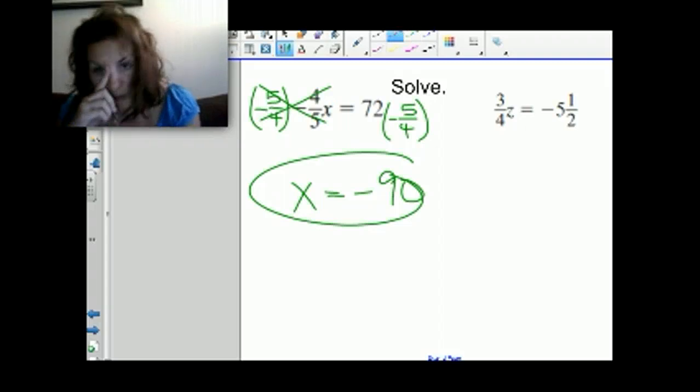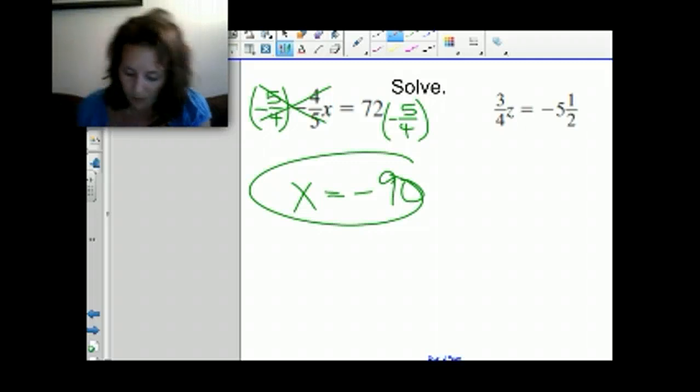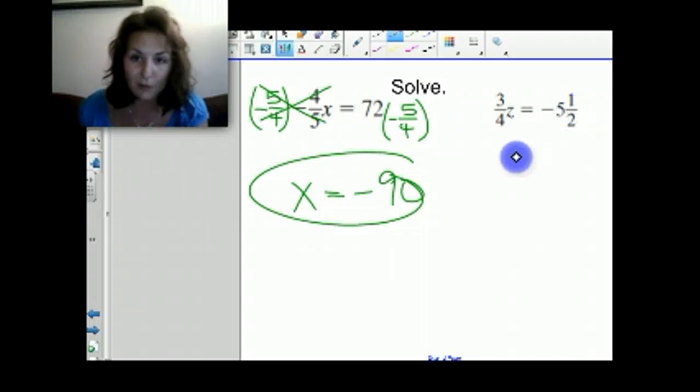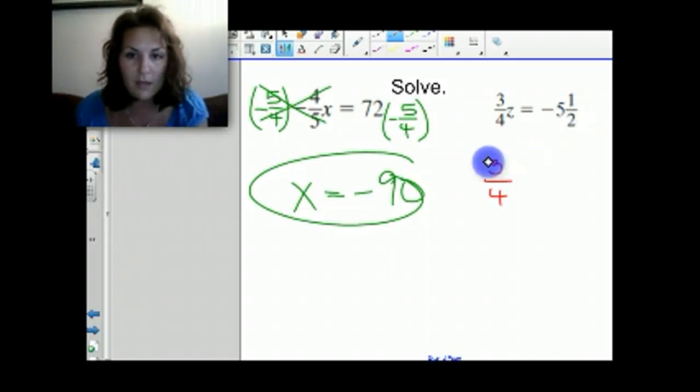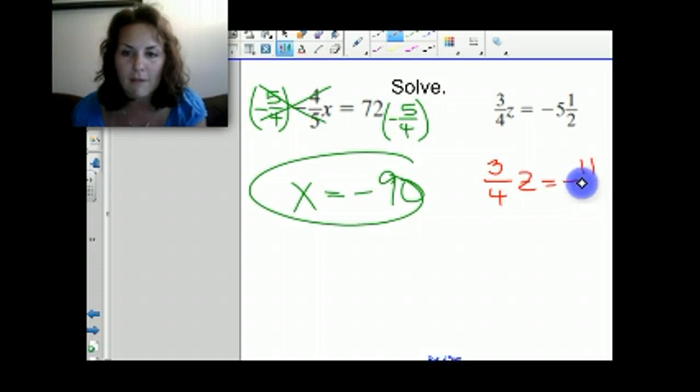Alright. 3/4 times z equals negative 5 1/2. So first thing we have to do, we never like to operate with mixed fractions. That's why I don't prefer them. 3/4 times z equals 5 times 2 is 10, plus 1, we get negative 11 over 2.